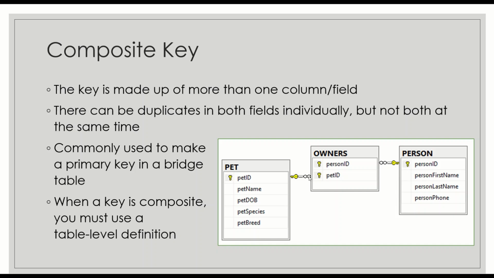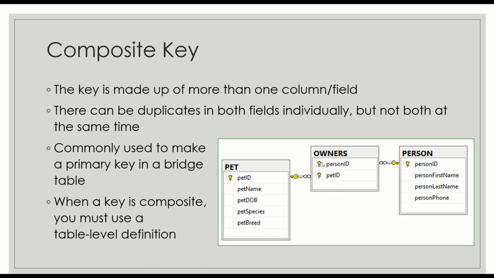But if we take a closer look at this diagram, you can see that the key of the owners table, it shows that there's 2 keys. Person ID and pet ID are both the key. Now you know from what I just said previously that you can't have more than one primary key. So when you see something like this, it's a visual clue that the key is actually a composite.